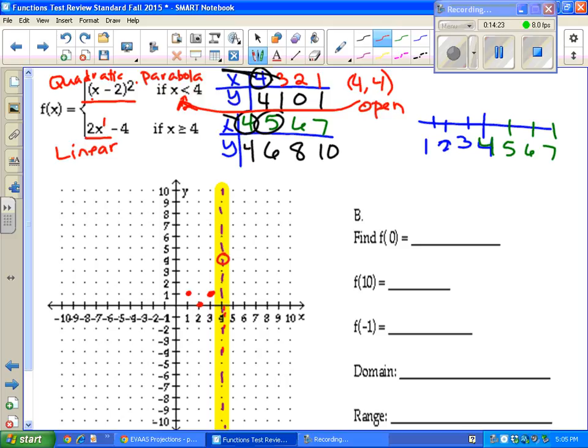I actually think I can see where this is going. I know it's a U-shaped parabola, so I know it's going to come right here, and it's going to keep going up, up, up like that. That's enough of the graph for me to know what it looks like. Open circle right there. The next piece, (4, 4).